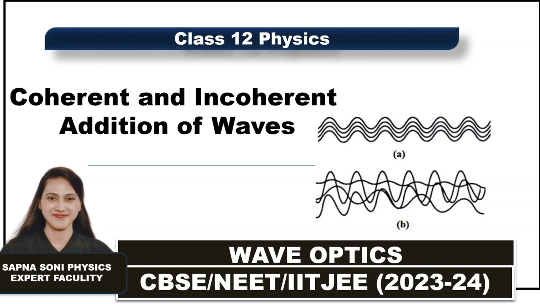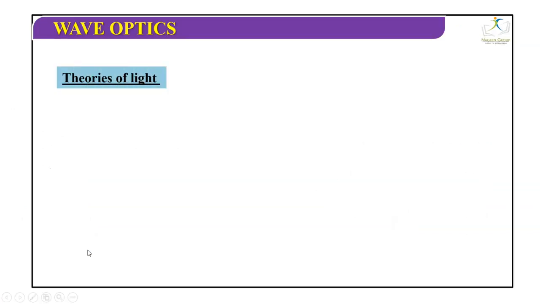Let's begin the first topic, which is wave optics. From the basic theories of light, what we know, firstly, from Newton's theory, is that light is in the form of corpuscles, or corpuscular.